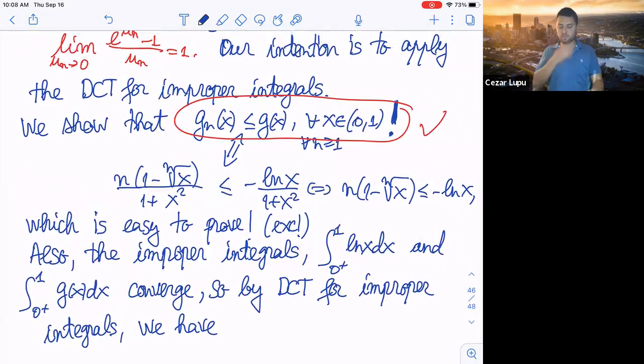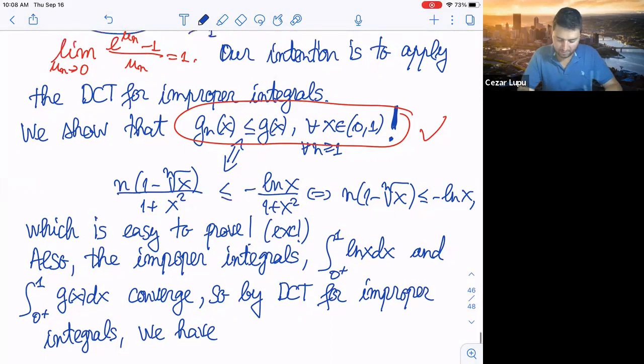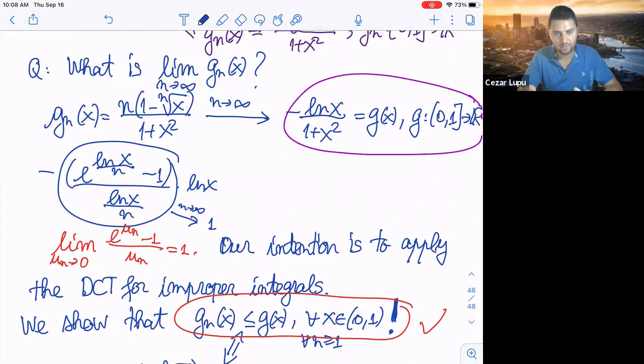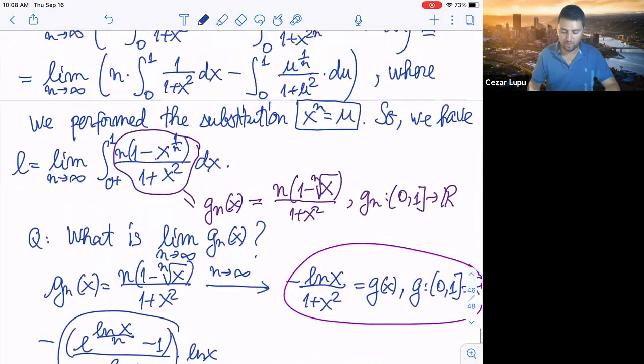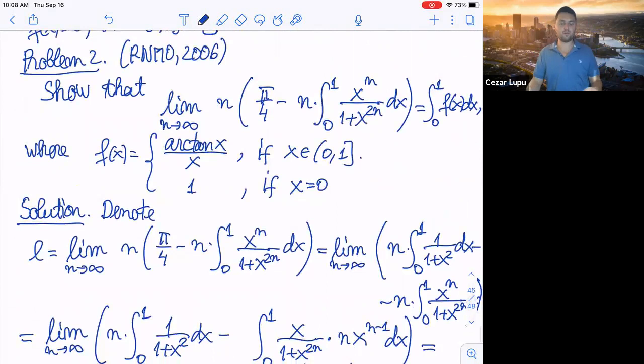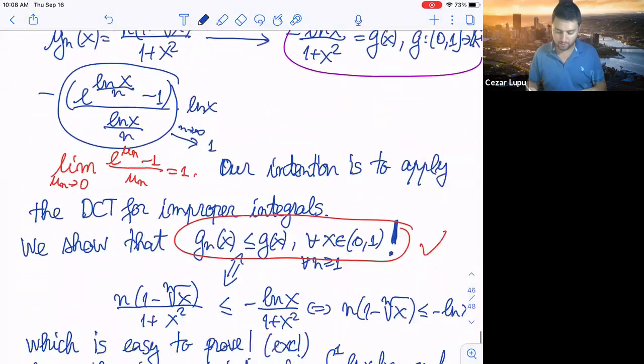Yeah, it's a very nice problem, right? So we have to find the function that will dominate our sequence of functions, but after that, it was pretty straightforward. Anyway, it wasn't an easy problem, but still, it was a very nice problem and a very nice application of the dominated convergence theorem for improper integrals. All right, so now I have two more problems in my mind.